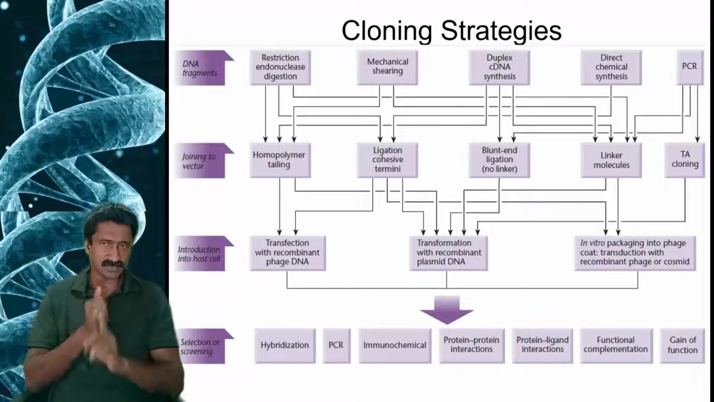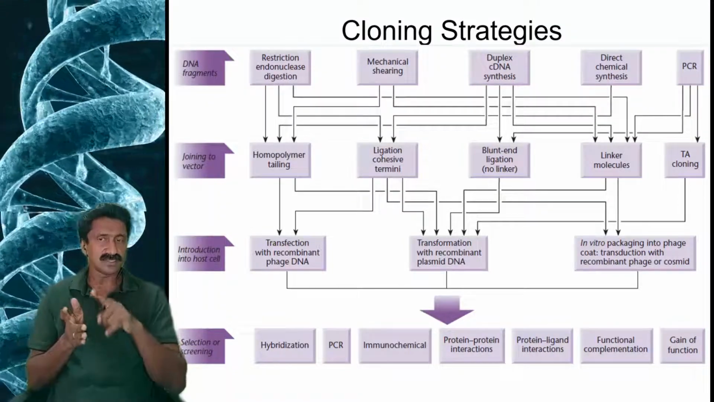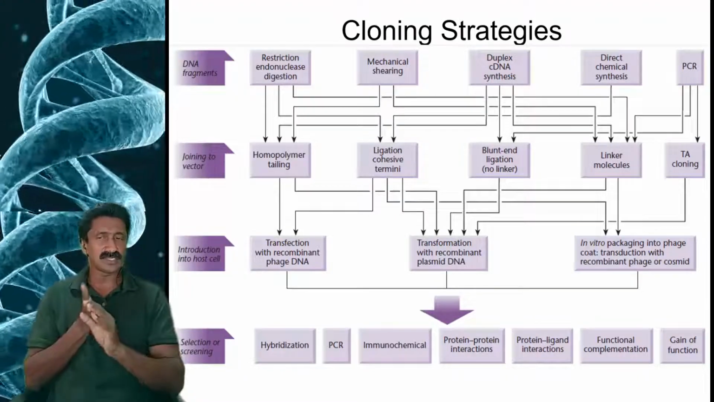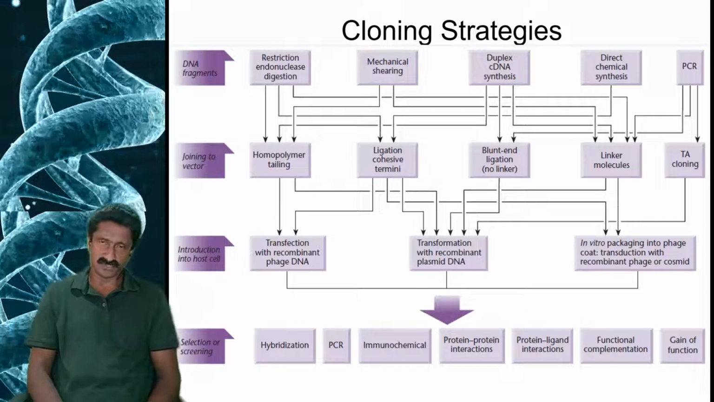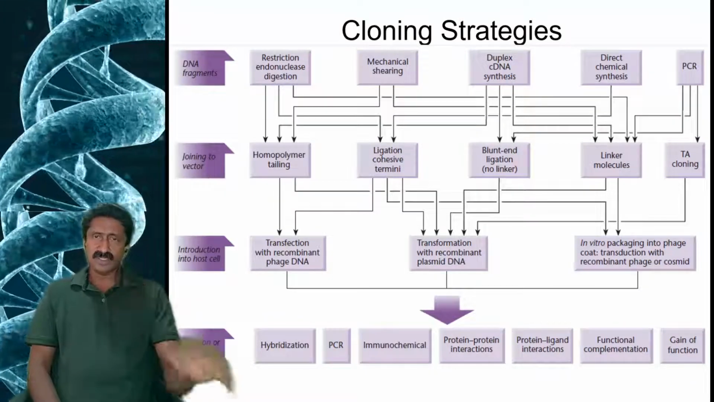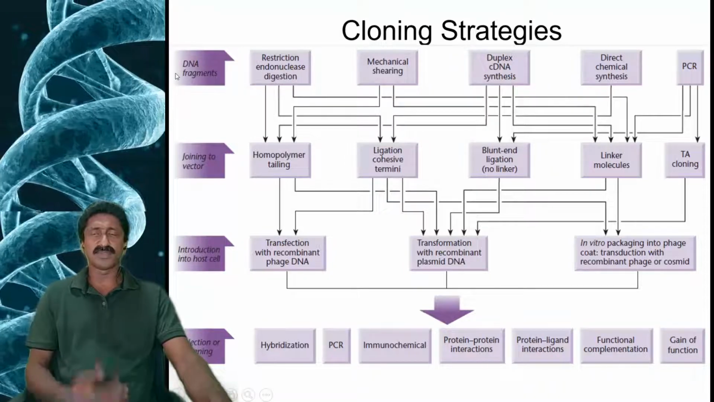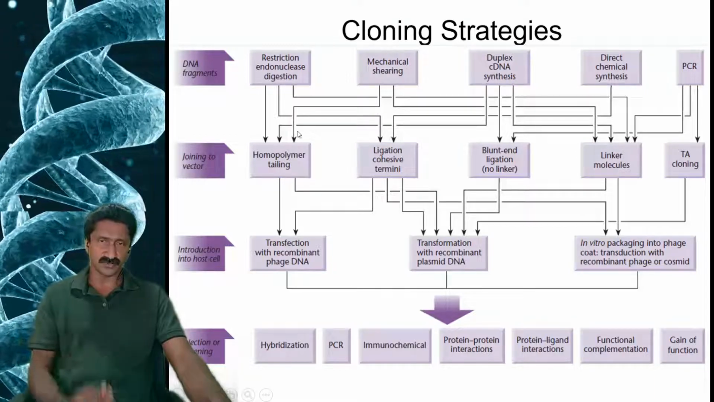The first one is the preparation of the DNA fragment. The second one is joining to the vector. The third one is the introduction to the host cell. And the fourth one is selection or screening of the successful transformants. Any of the methods described here can be used for obtaining the DNA fragments. Then subsequently you can proceed to the second step.